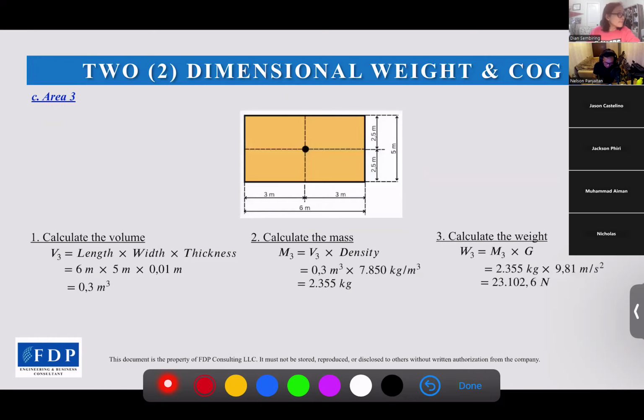And then we continue with area 3. COG is still the same because it's symmetrical. We can assume that it will be at the center. So for area 3, we get the volume is 0.3 cubic meters. And the mass is volume times density. We get 2,355 kilograms, and then the weight is mass times gravity. We get 23,102.6 newtons.